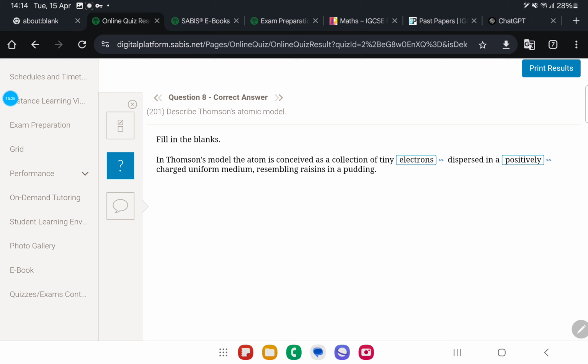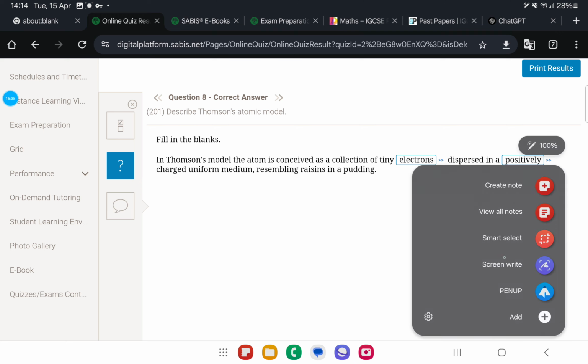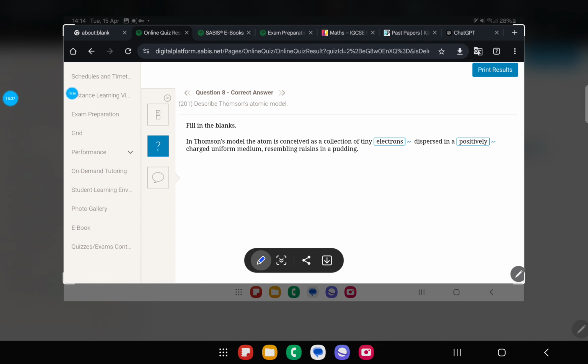Anyways, question 8. In Thomson's model, the atom is conceived as a collection of tiny electrons dispersed in a positively charged uniform medium, resembling raisins in a pudding. Okay, so this was the one I was talking about earlier, about the experiments and medium. So this was proven wrong. So this is wrong. Okay.